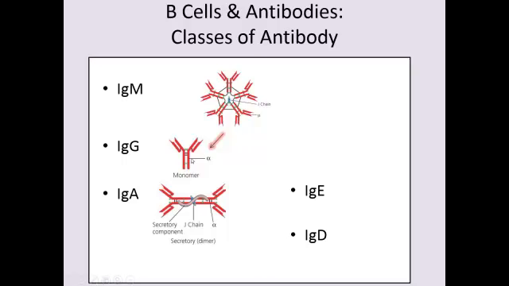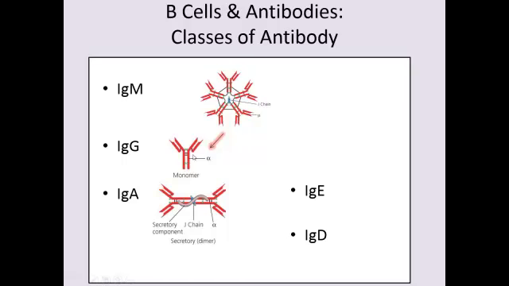Also, because it's a smaller molecule than IgM, IgG can cross the placenta. So a mother's antibodies can cross the placenta to a fetus and protect the fetus and newborn children from various pathogens while they're still developing their own antibodies, while they're being exposed to antigens.